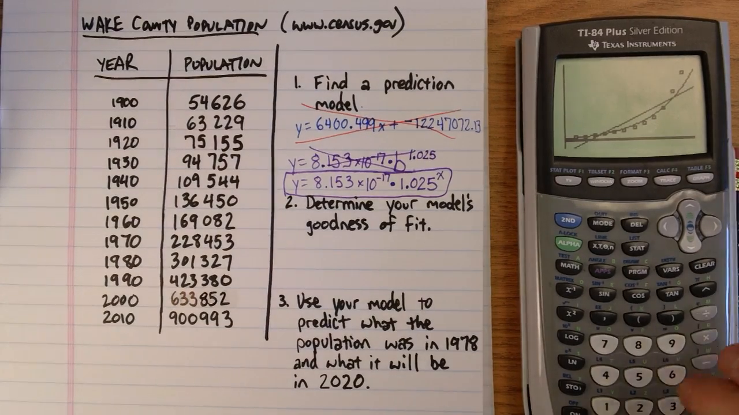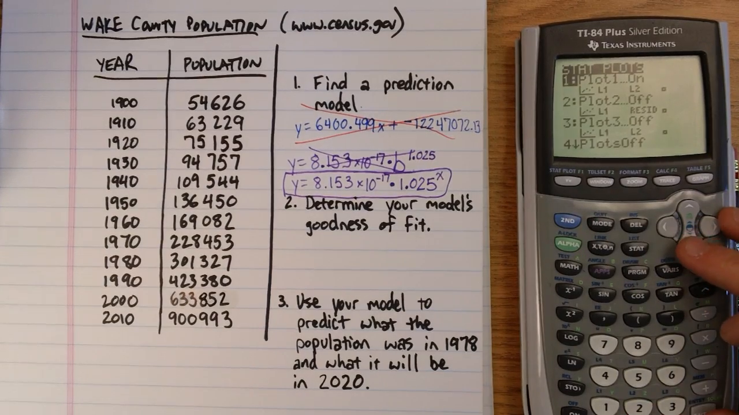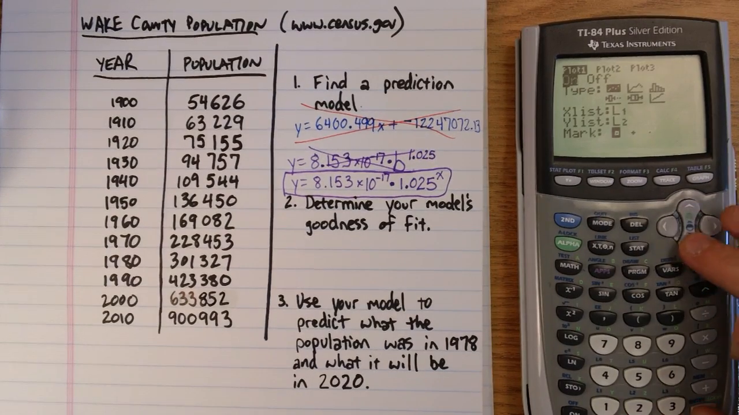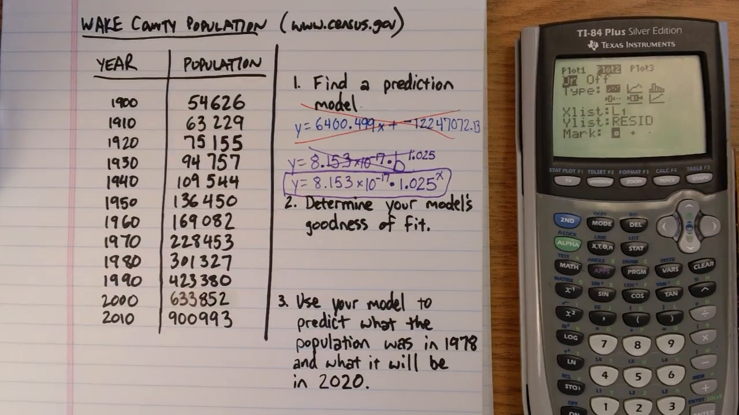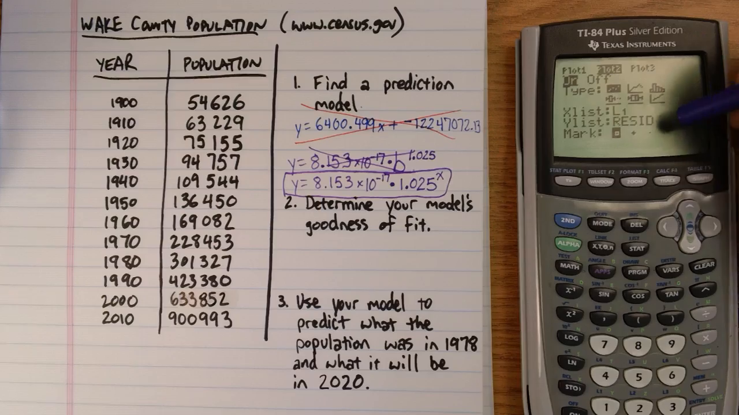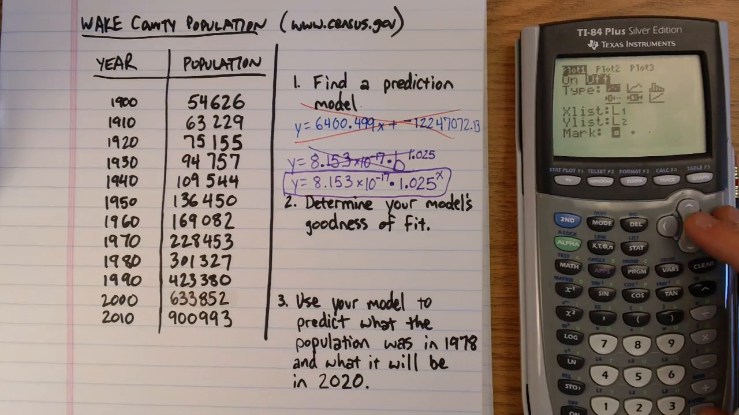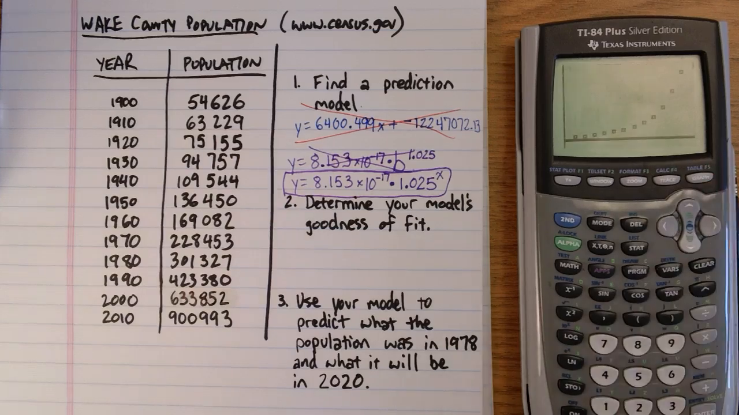But let's do a residual nonetheless. So if we go back to our stat plot, I want to turn plot 1 off. If I go to plot 2, I want to turn that on. Your calculator automatically recalculates the residuals. And the residuals, let's go back to our original plot. Let's talk about residuals. We need to know what those residuals are.